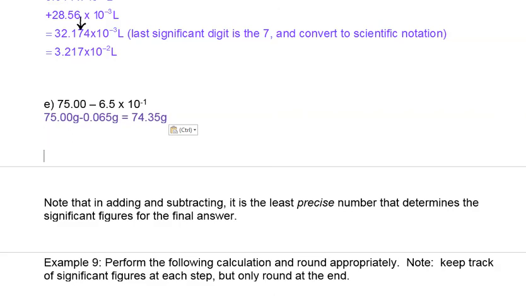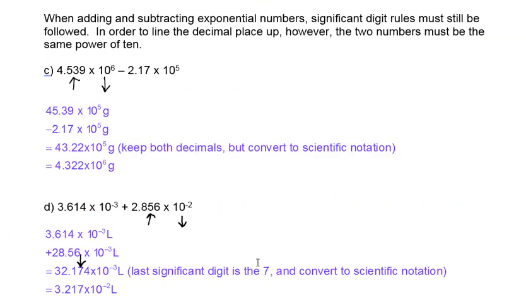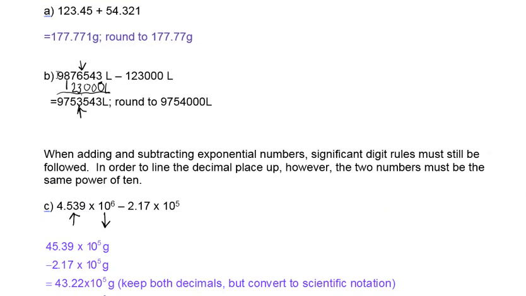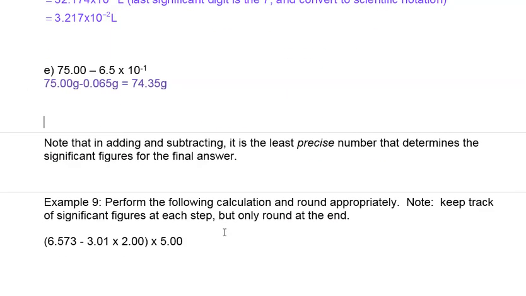So multiplying and dividing, it's the least number of significant digits. And adding and subtracting, it's the least precision, which we sometimes refer to as decimals, but that's not quite accurate. Because if we have a very large number, like in B, there's no decimals, but it's your last significant digit when we're looking at precision.